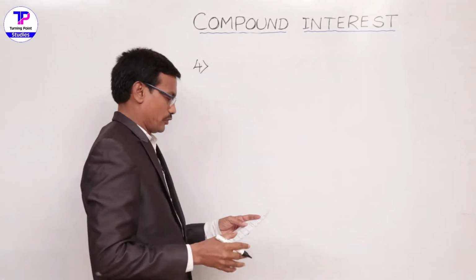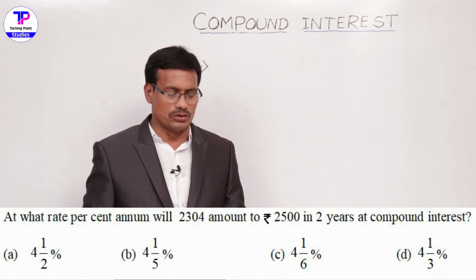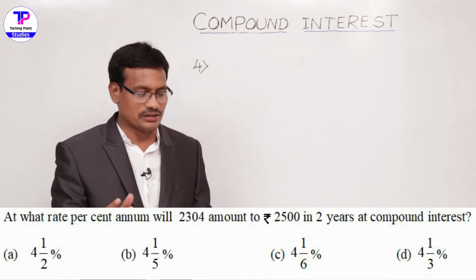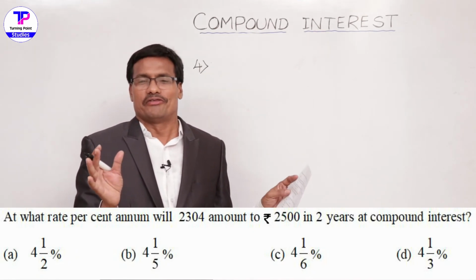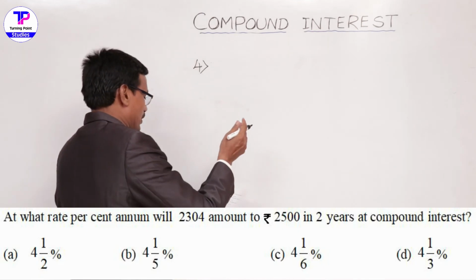Then question number 4. At what rate percent per annum will 2304 amount to 2500 in 2 years at compound interest? Here what are they asking? Rate of interest. So remember, whenever they are asking the rate of interest, we can do this. So remember, what is the smaller value here?